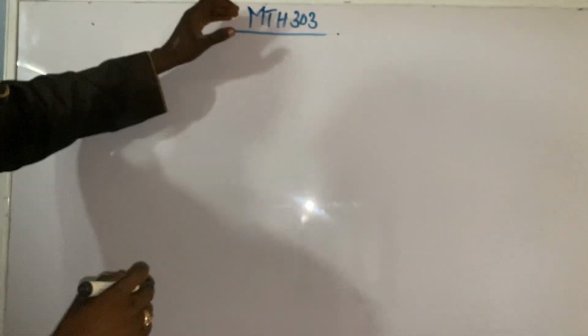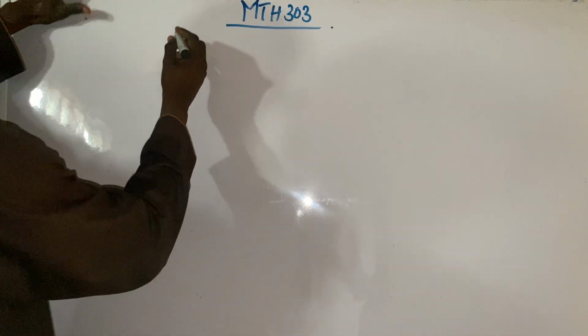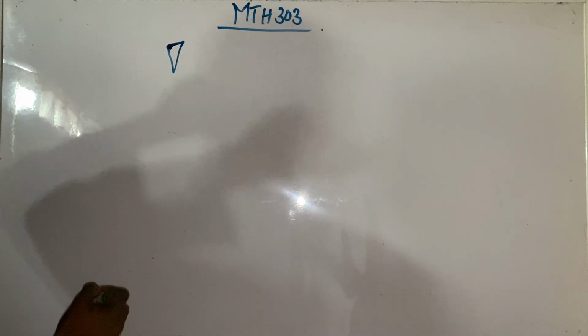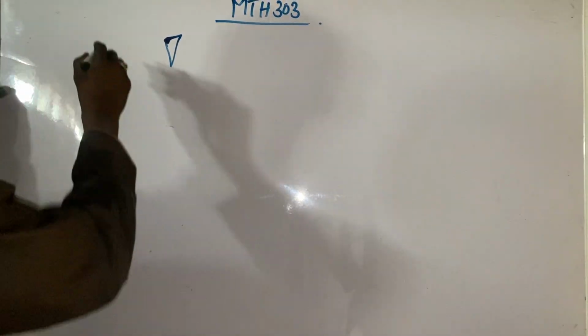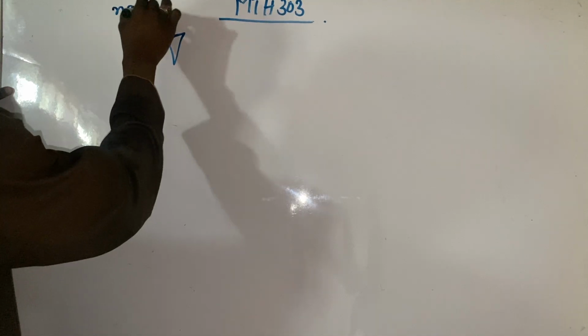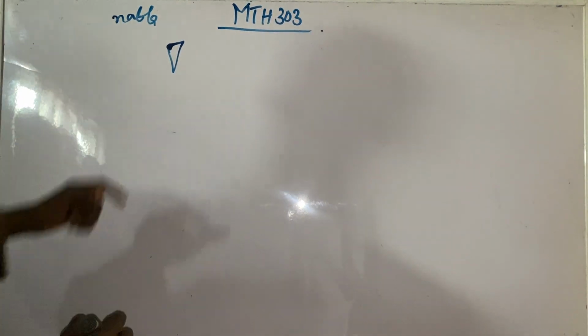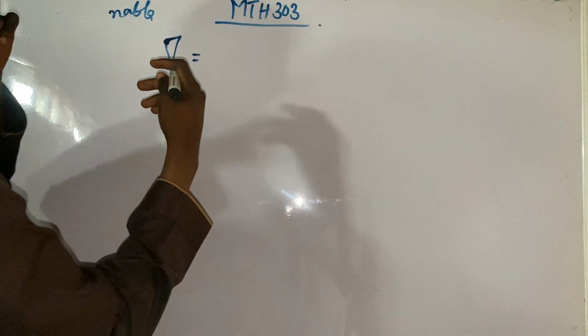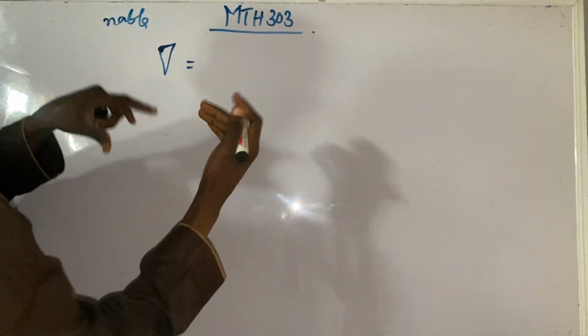Okay, so this is Math 303. Now I want to look at the operator del. This is an operator. It is a Greek alphabet, nabla. This is nabla. It is operator del. We use it in vectors. What does it mean? Vector and differentiation, or vector analysis.